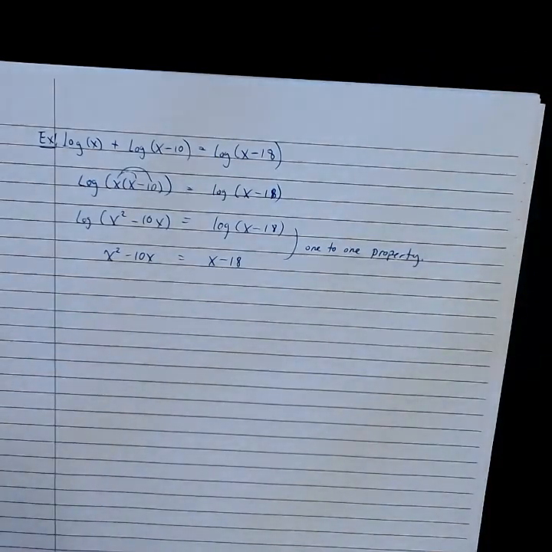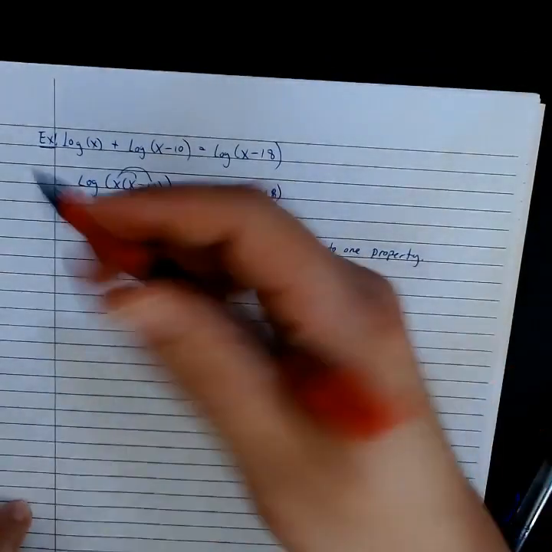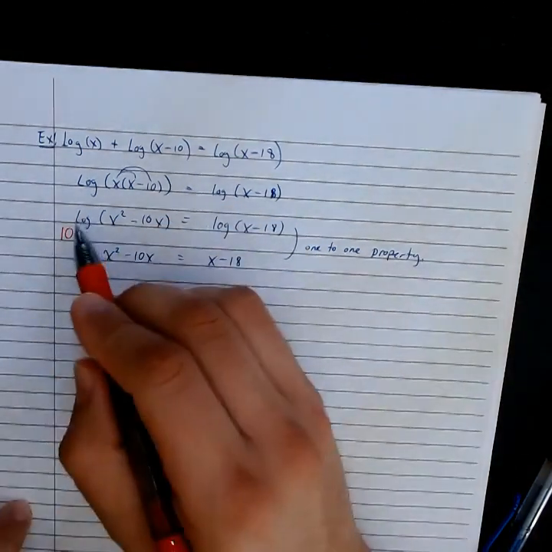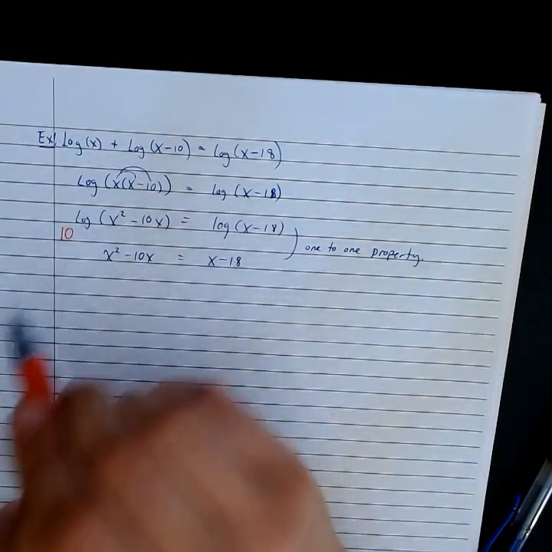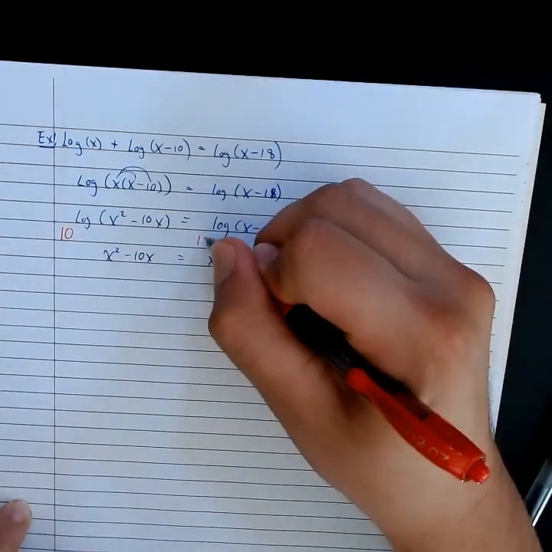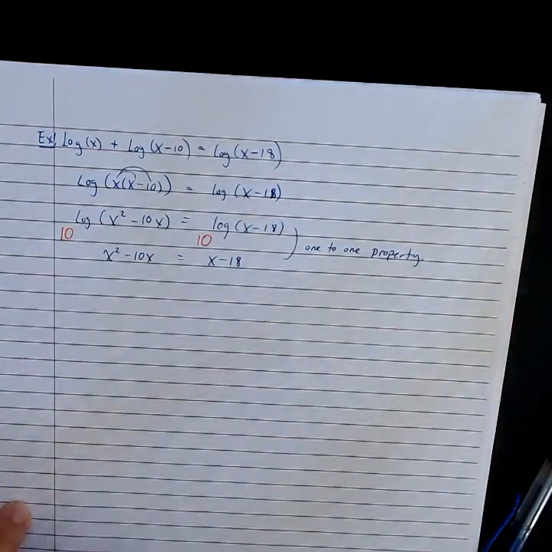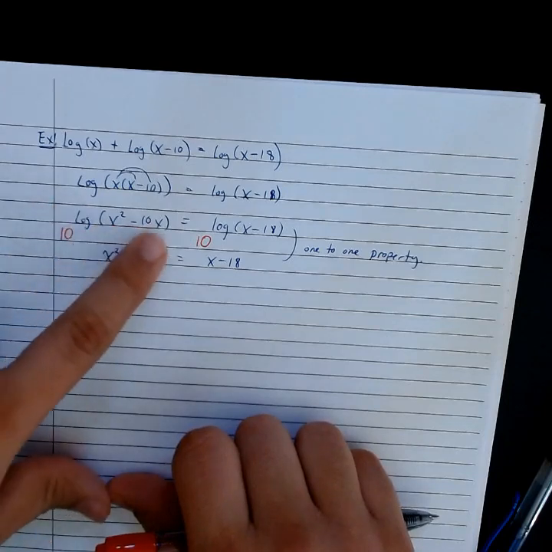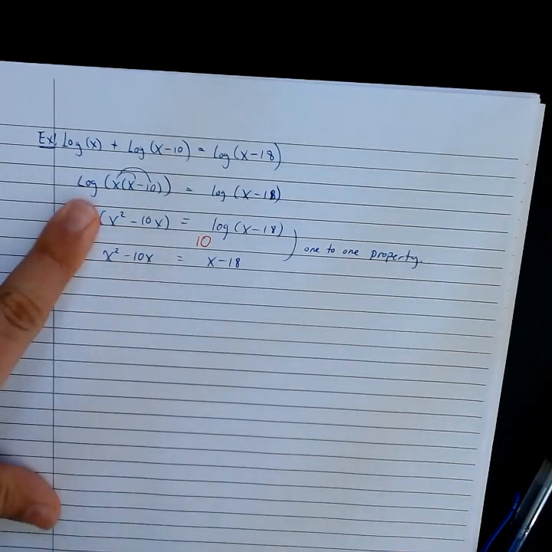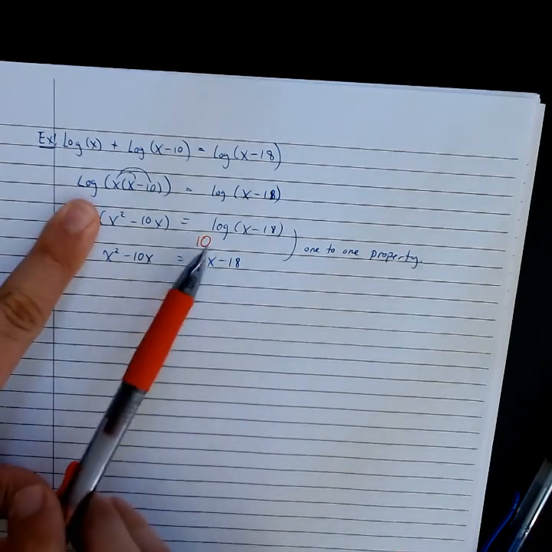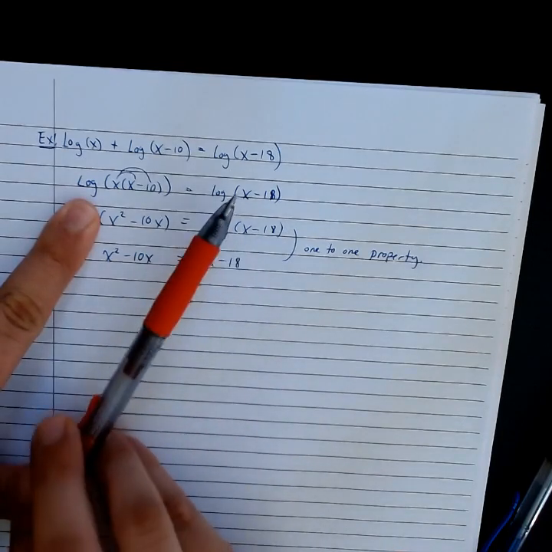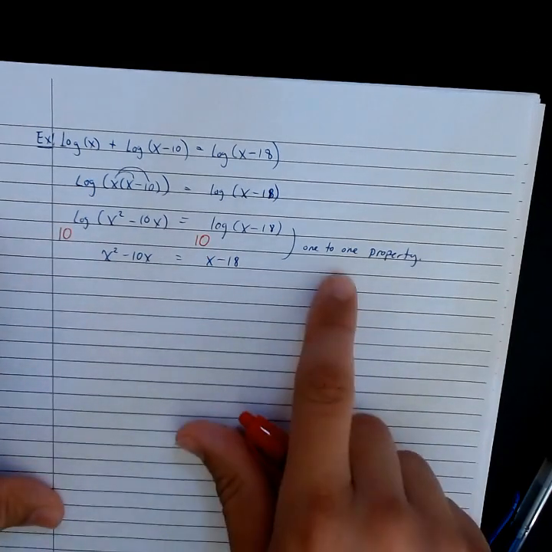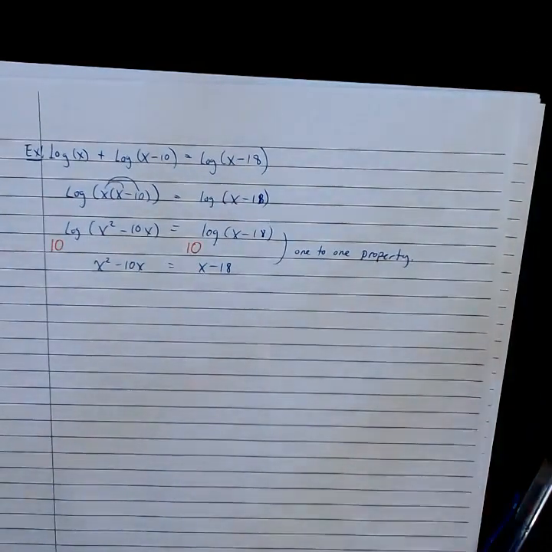If you prefer, you could even exponentiate. It would give you the same result. Here I could exponentiate with a base of 10. After all, that's what the common log is. It's base 10. If I exponentiate on the other side with a base of 10, 10 to the log of x squared minus 10x is just x squared minus 10x. And here 10 to the common log of x minus 18 is just x minus 18. So you could use the one-to-one property, or you could exponentiate. Either one would be okay.